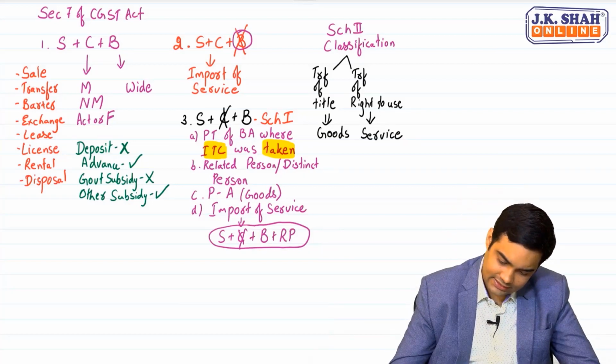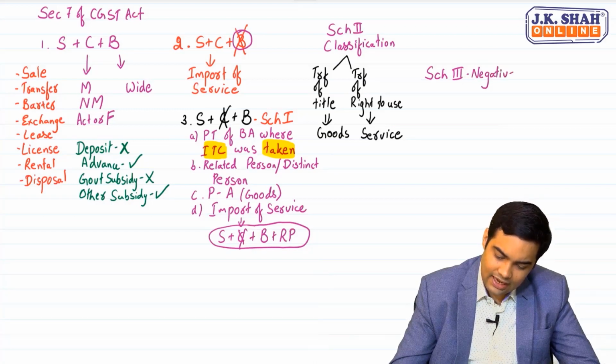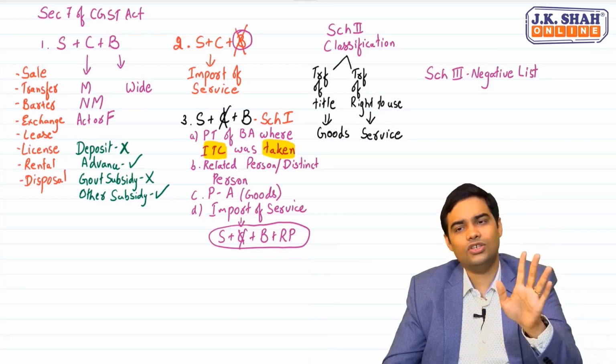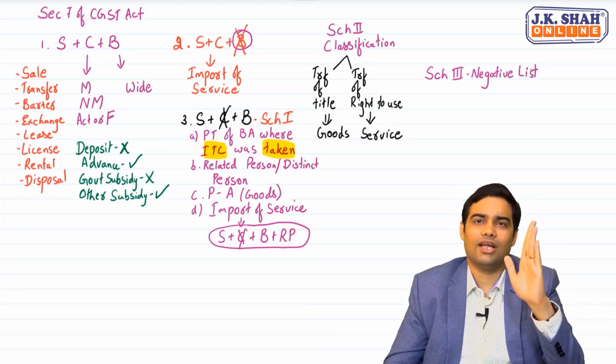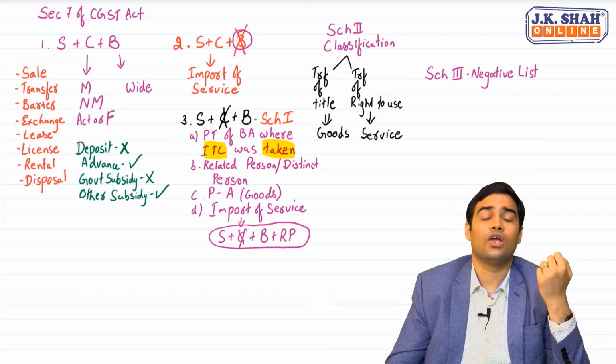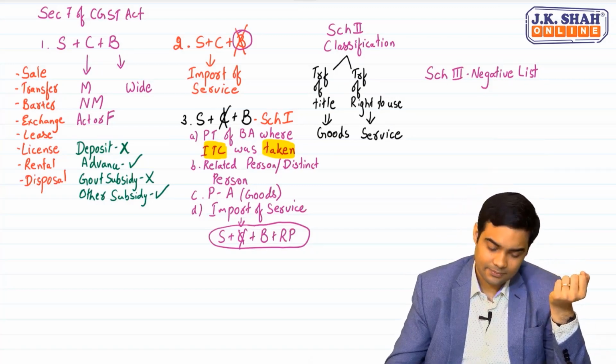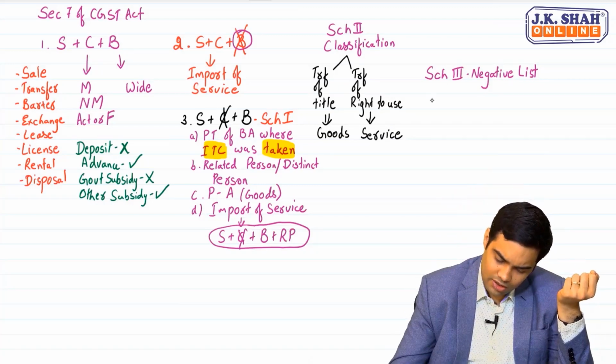Then the last discussion in this is Schedule 3. Schedule 3 deals with negative list. These are transactions which are neither regarded as supply of goods nor regarded as supply of service. Now, what are these transactions? We'll make a small reference to this.